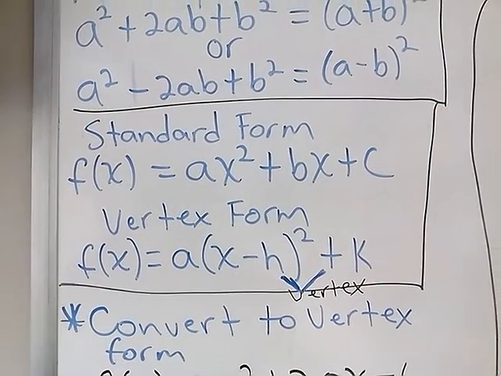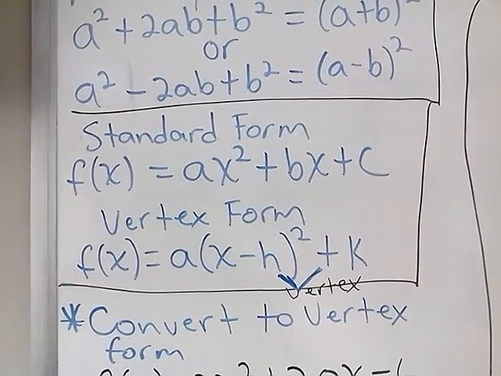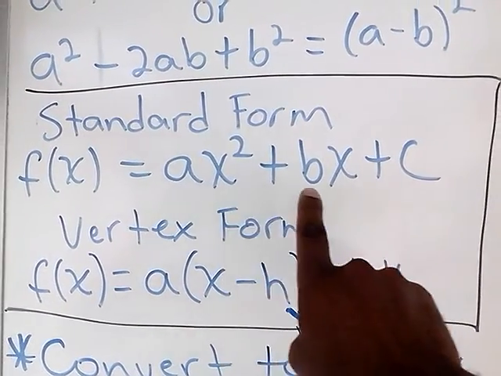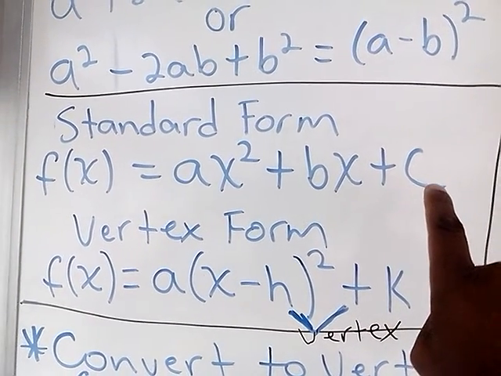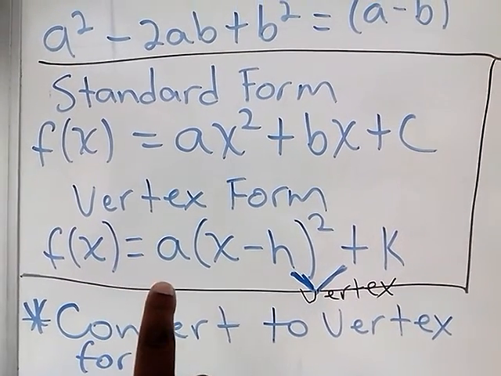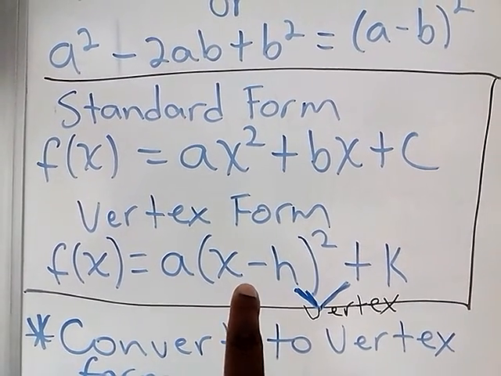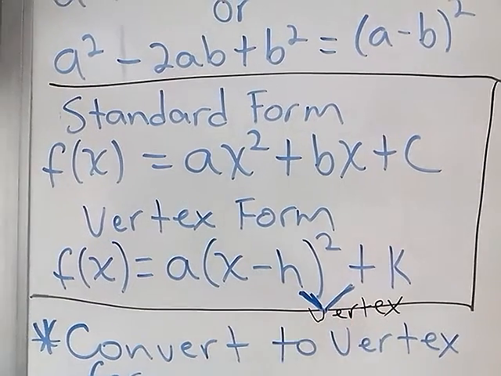Class notes for converting a polynomial from standard form to vertex form. So standard form is what we have here, ax squared plus bx plus c. If we have our problem written in this form, we want to convert it to vertex form, where we have a and then inside of parentheses x minus h, that is being squared, plus k.